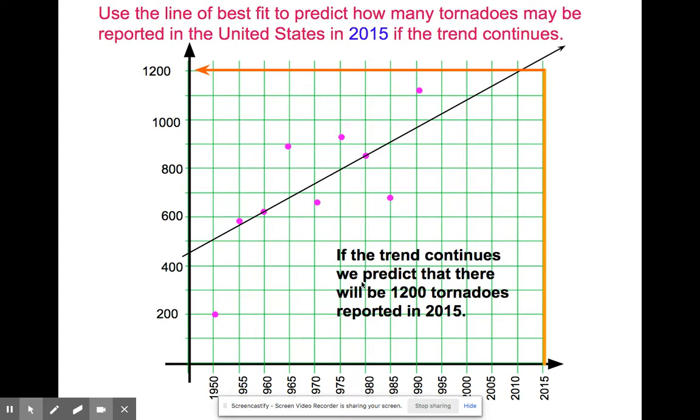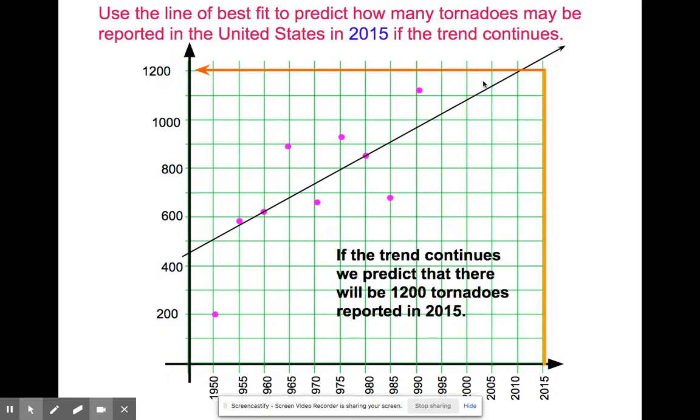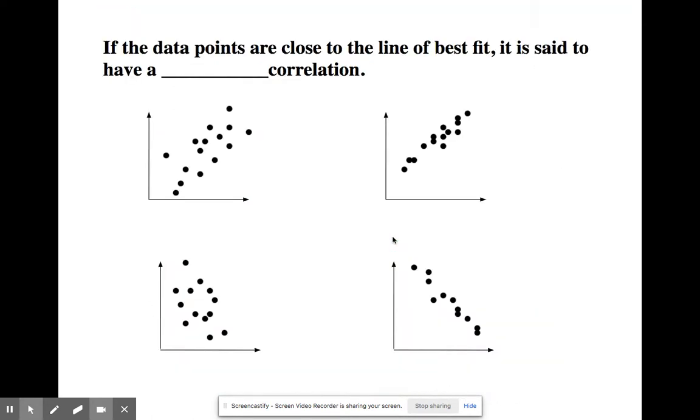So if the trend continues, we predict, right? Scatter plots are always really predictions. We use it in statistics. But if the trend continues, we predict that there will be 1,200 tornadoes reported in 2015, right? My line should be a little bit to the right, but about 1,200 tornadoes reported in 2015. So you would see that positive correlation.